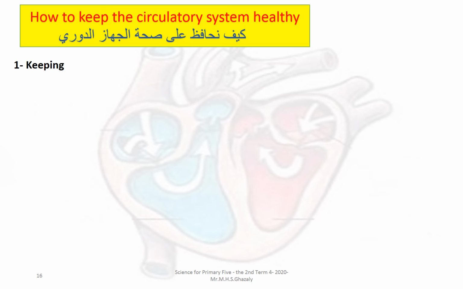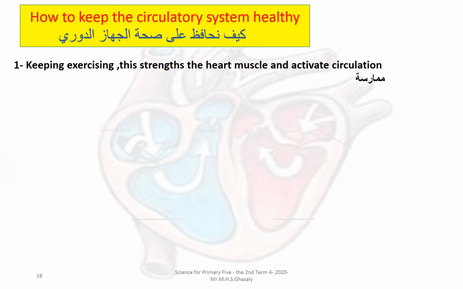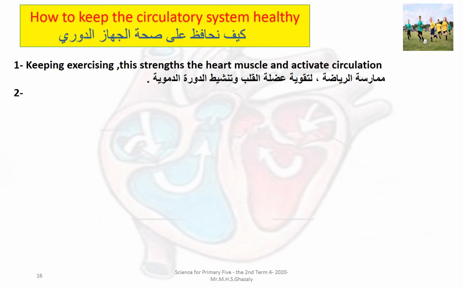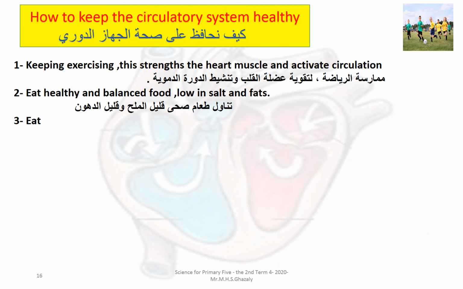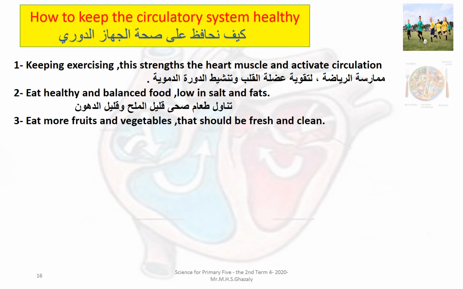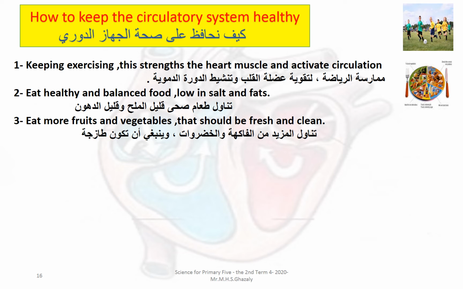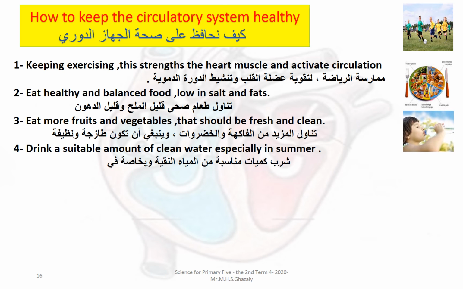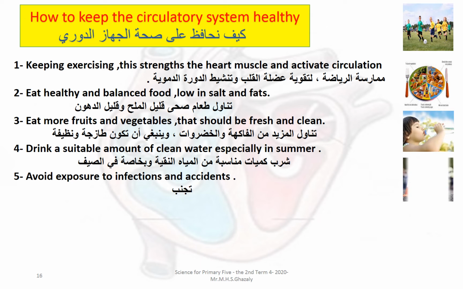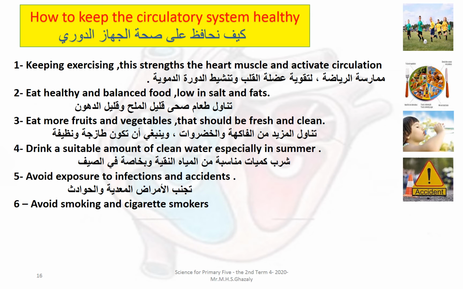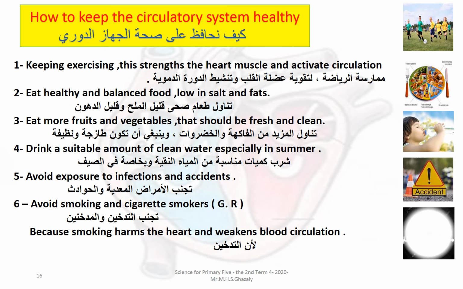How to keep the circulatory system healthy. 1, keep exercising; this strengthens the heart muscle and activates circulation. 2, eat healthy and balanced food, low in salt and fats. 3, eat more fruits and vegetables that should be fresh and clean. 4, drink a suitable amount of clean water, especially in summer. 5, avoid exposure to infections and accidents. 6, avoid smoking and avoid being around cigarette smokers, because smoking harms the heart and weakens the blood circulation.